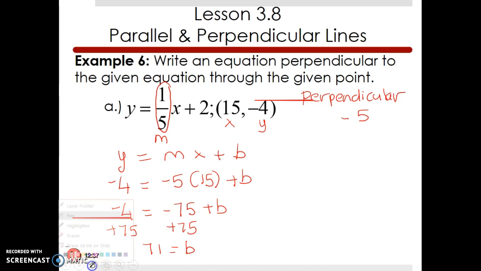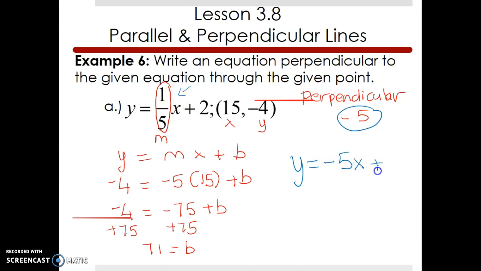So again, same thing. y equals, and because it's perpendicular, I'm going to use this slope, not the one from the other line, because it's perpendicular to that line. So y equals -5x plus 71.